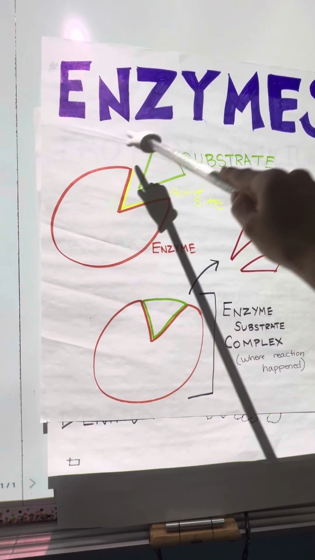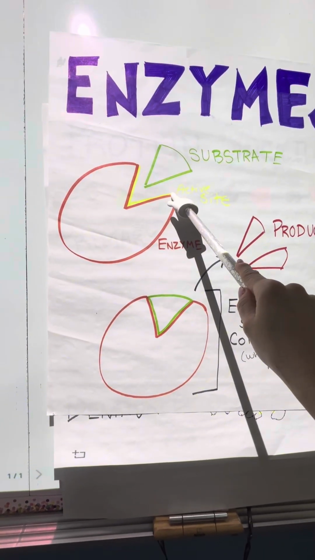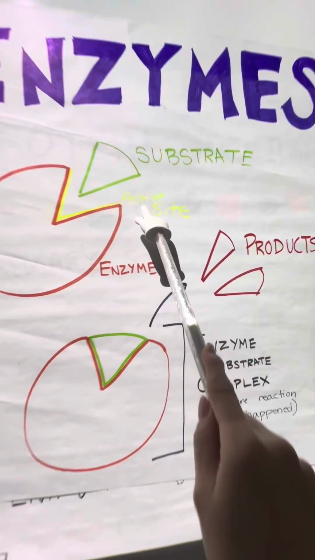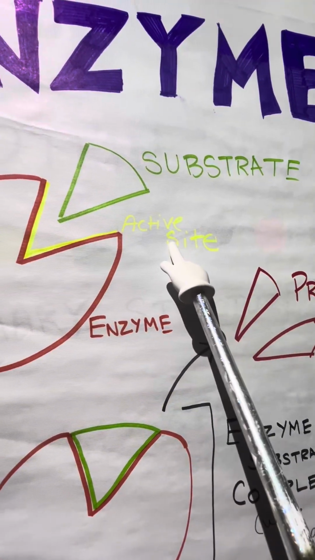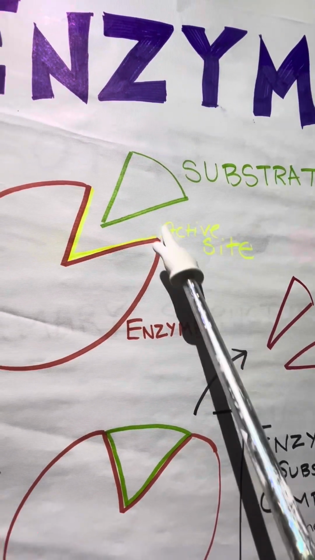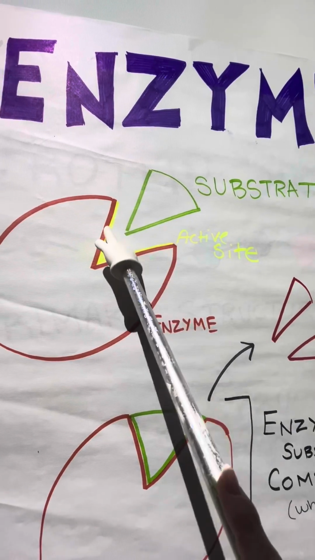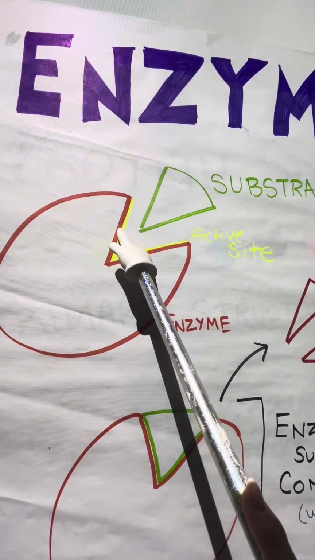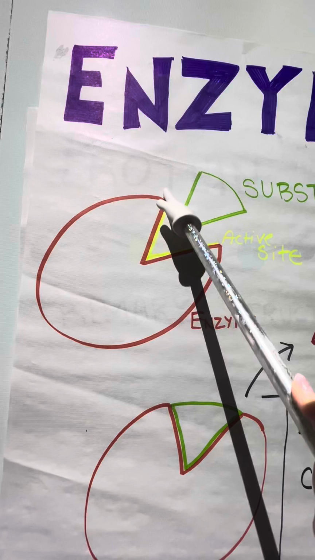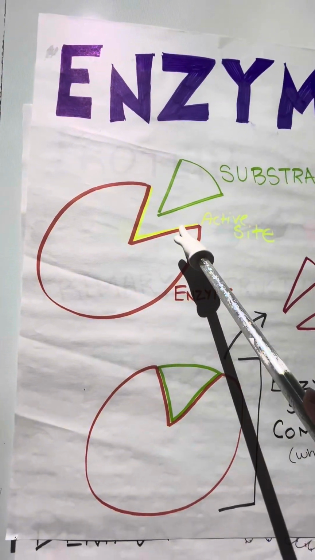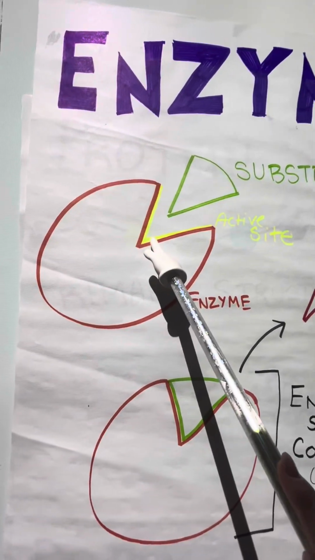Proteins do everything. And in a certain part of the enzyme, there's something called the active site. And the active site is two things. It's where the substrate is going to fit in. It's also where the reaction is going to take place. So the substrate is going to fit into the active site, and that's where the reaction will happen.